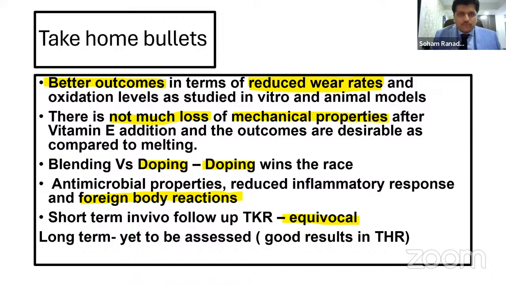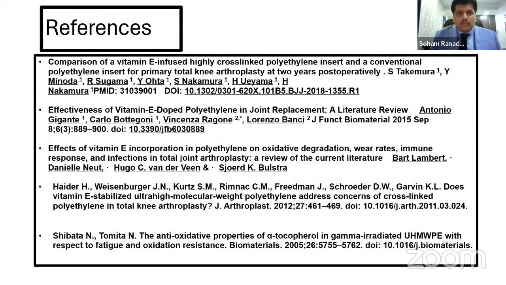The take-home message from this presentation is that there are better outcomes of reduced wear rates. There is not much loss in the mechanical properties. Doping versus blending, doping wins the race. It has antimicrobial properties, reduced inflammatory response and foreign body reactions. The short-term follow-up in vivo results are equivocal for vitamin E and conventional, but the long-term are yet to be assessed. They're giving good results in THR. These are my references. Thank you for your patient listening.